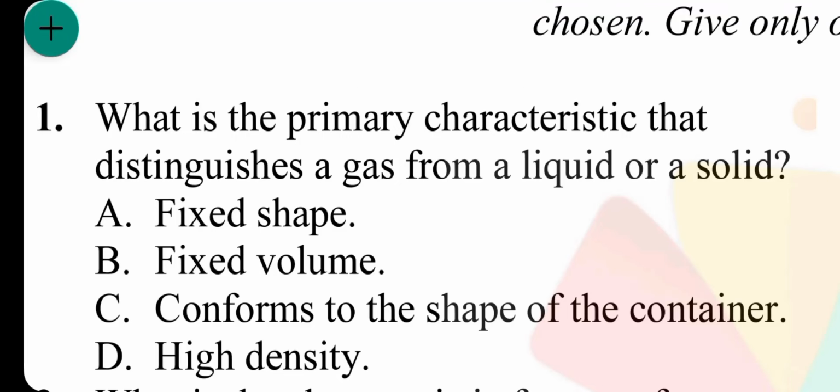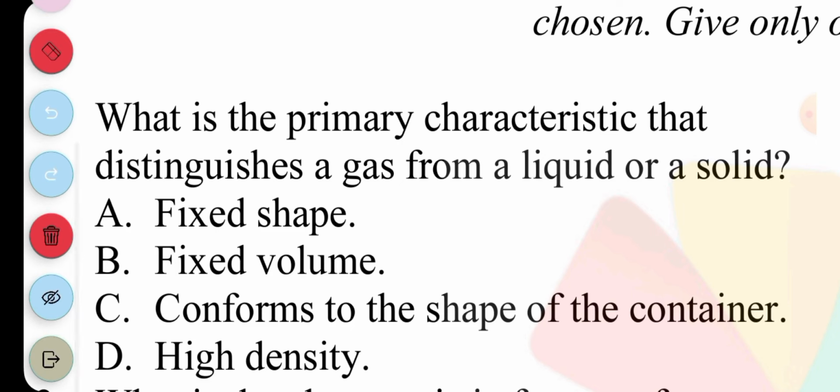When I read a question, I'll give you a few seconds for you to answer, then I give the answer myself. So, question 1. What's the primary characteristic that distinguishes a gas from a liquid or a solid? A. Fixed shape. B. Fixed volume. C. Conforms to the shape of the container. D. High density. And the answer to question 1 is C.